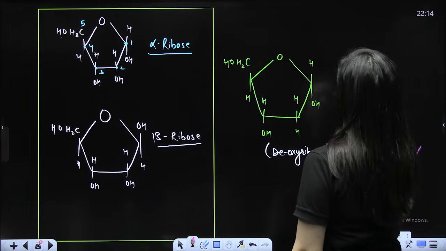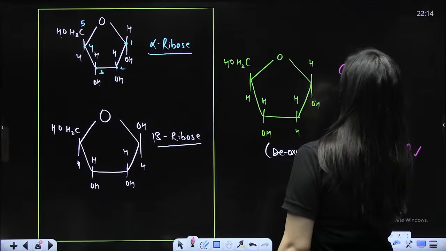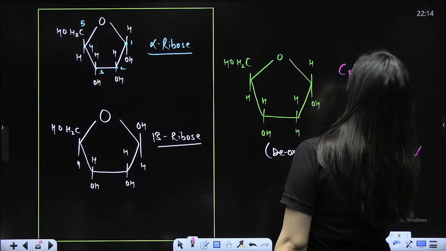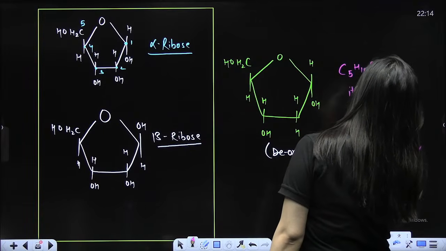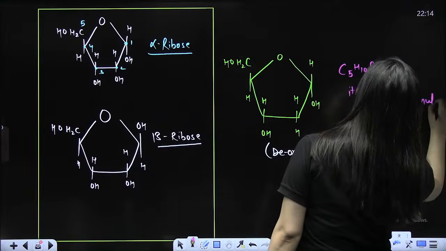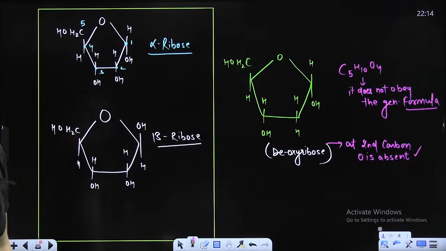So here the formula is C5H10O4. So it doesn't obey the general formula. Am I clear? So this is your deoxyribose. Is that clear?